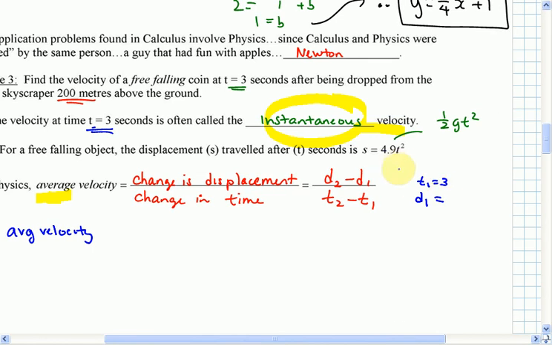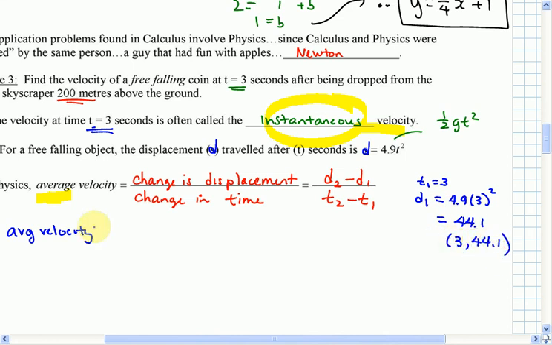We're going to put it into this formula. Sorry, I used S. Maybe I'll use D just to make it easier. So let's go 4.9 times 3 squared. What's 3 squared? 9. 9 times 4.9. What is it? 44 point what? 44.1. Thank you. Okay, so there's our initial T1 and D1. So our first coordinate is 3 and then 44.1.